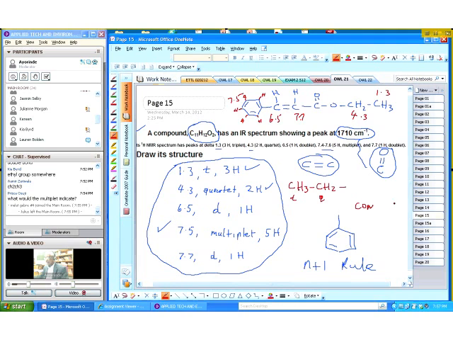Sometimes they might refer to it as complex. It simply means that you have overlapping signals. Because this hydrogen will see this, and this will see this, you have a very complex spectrum in that region. And that is what they mean by multiplet.